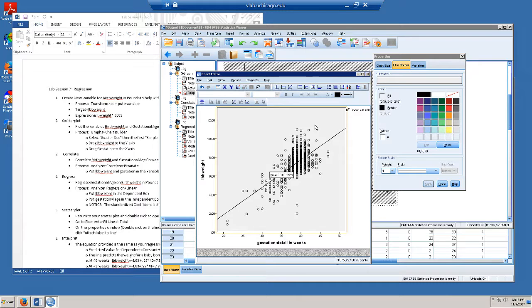Where is Elements? It's in the chart editor. So you double click on your scatter plot and it should launch a new window for the chart editor.